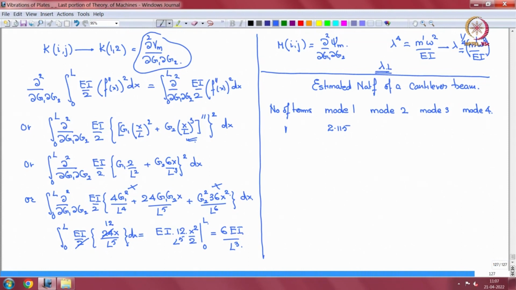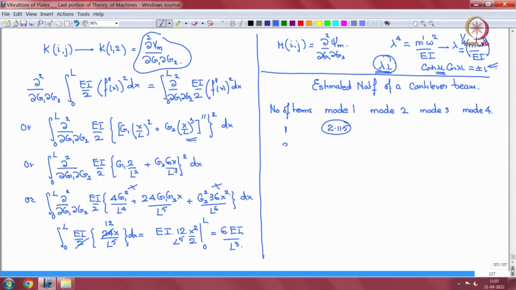So if you remember, for the cantilever beam, the characteristic equation ended up as cos hyperbolic lambda L into cos lambda L equal to plus or minus 1. If you solve that, you will start getting lambda L values. That is the lambda L we are talking about here. So these are lambda L values, straight away, not the natural frequency.